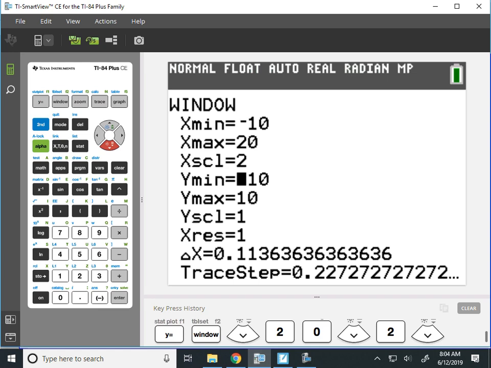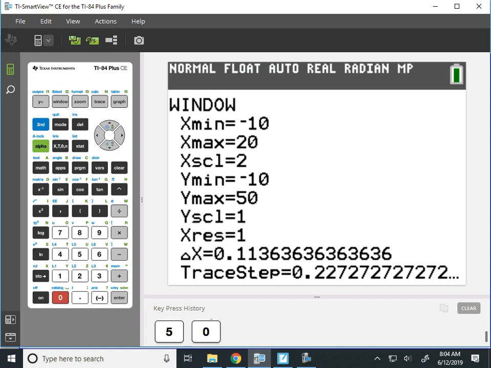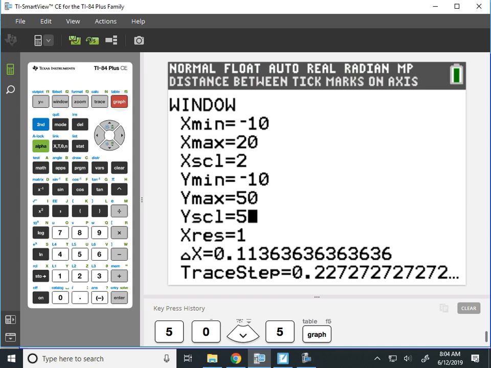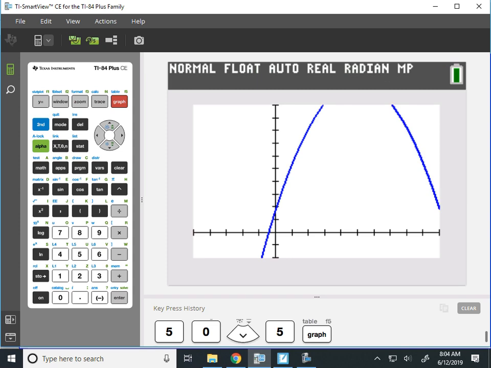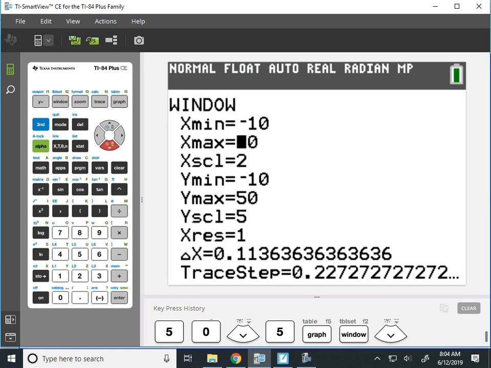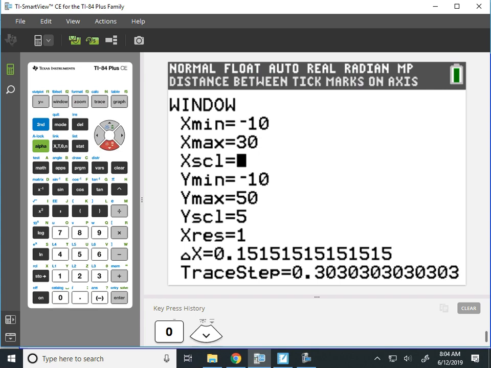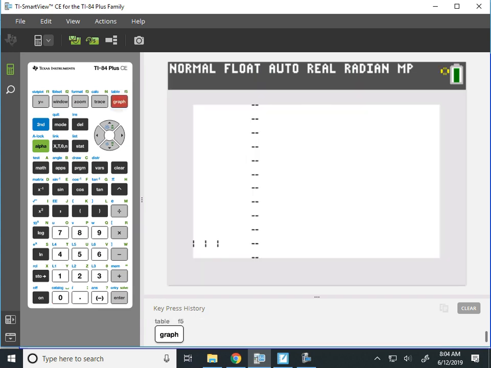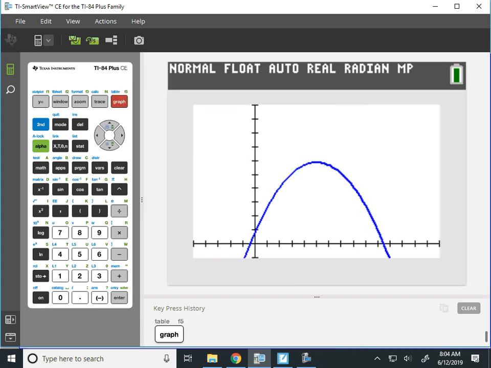Y-min was fine. I could see the x-axis. Y-max, I can't see the top. So let's at least go up to 50, and I'm going to go by fives. So I'm going to hit graph. And oh, I can almost see the whole thing, but I'm not quite far enough out to the right on the x's and quite high enough on the y's. So we go back to the window. Let's change our x max to 30. We'll keep the scale at 2. And our y max, let's just go ahead and make it 100. And I'll make this go by 10 this time. When I hit graph, I can definitely see the whole thing.